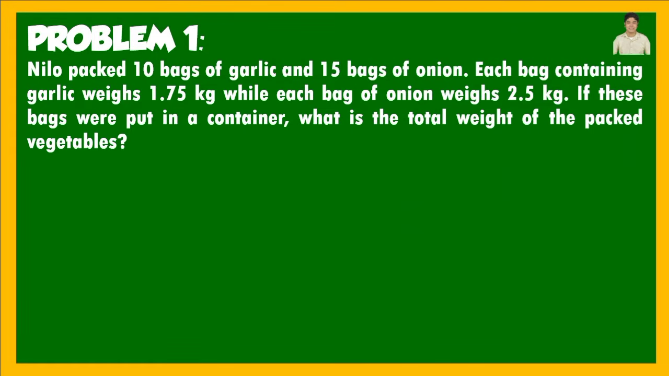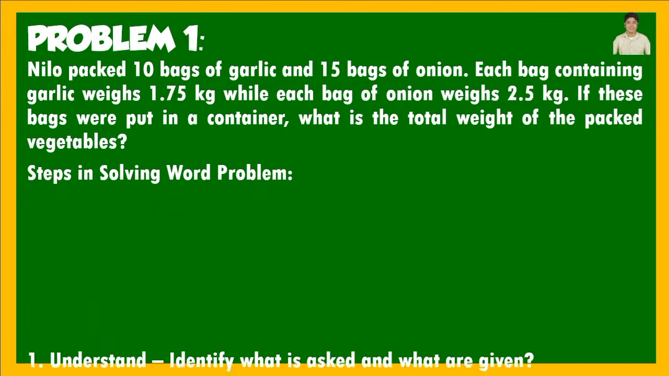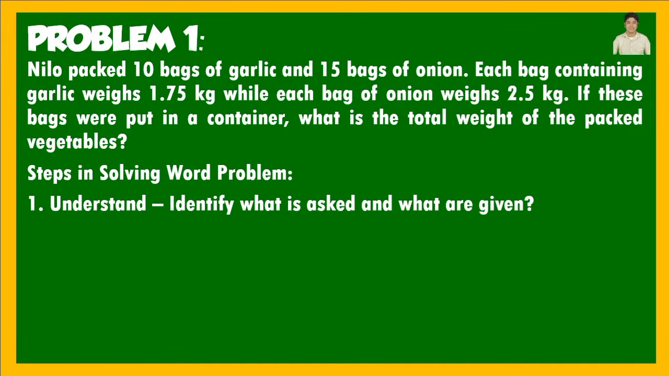So, let's have the first problem. Nilo packed 10 bags of garlic and 15 bags of onion. Each bag containing garlic weighs 1.75 kilograms, while each bag of onion weighs 2.5 kilograms. If these bags were put in a container, what is the total weight of the packed vegetables? So, yung ating steps dito para isolve natin yung inihingi niya. Yung una po is understand. So, identify what is asked and what are given.